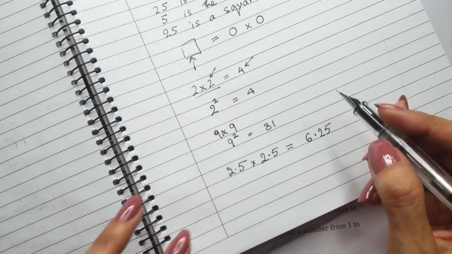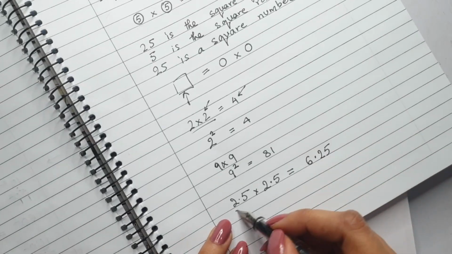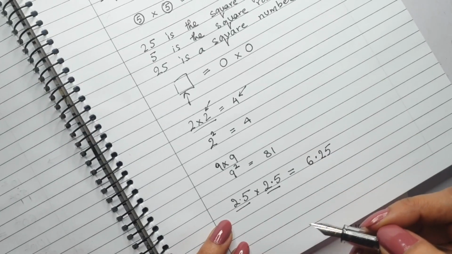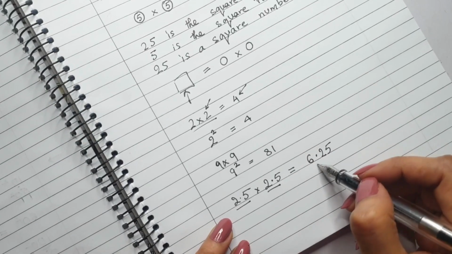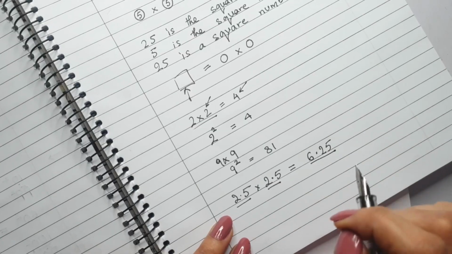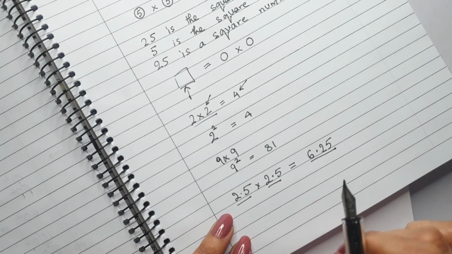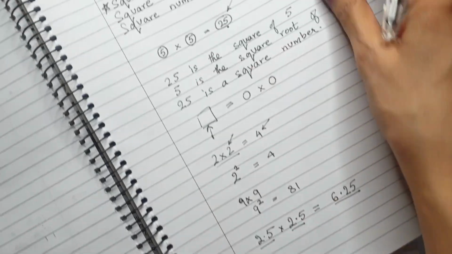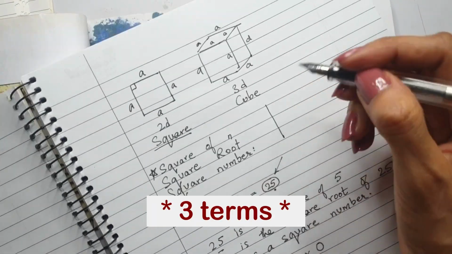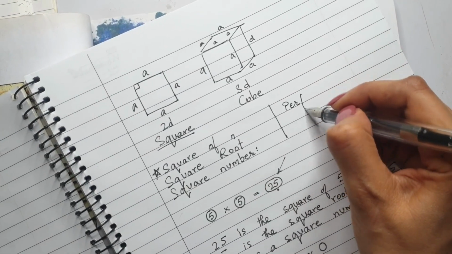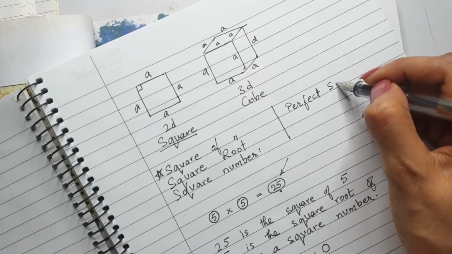But now this is not a natural number. Now 2.5 is not a natural number. And so this number is not a perfect square. So a perfect square, so we had these 4 terms over here. There is one more term which is a perfect square.